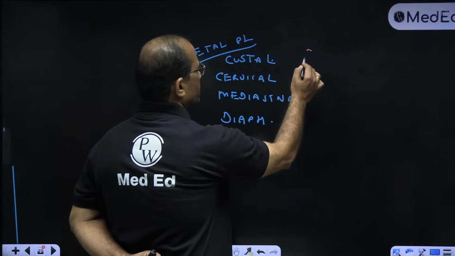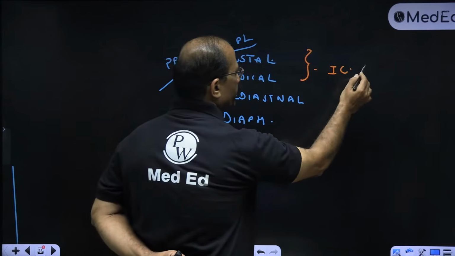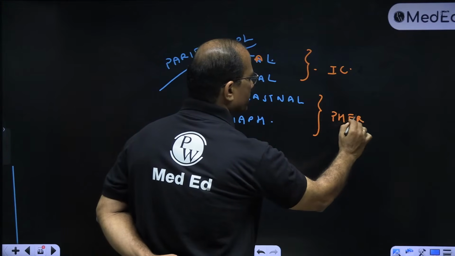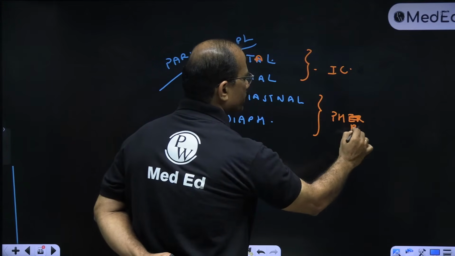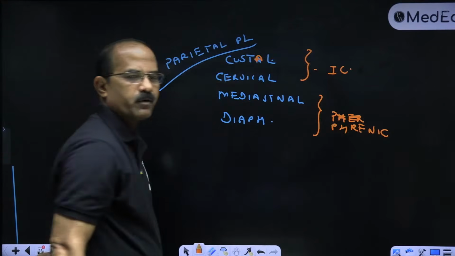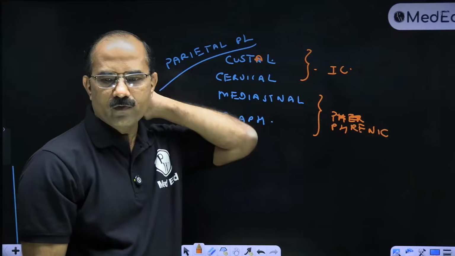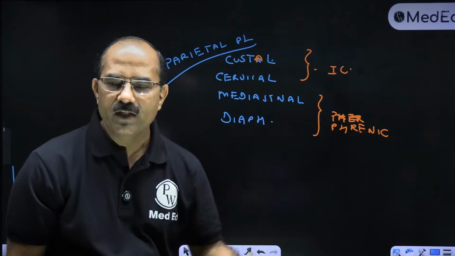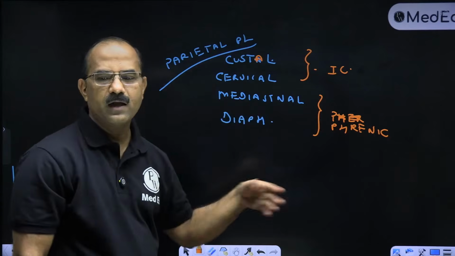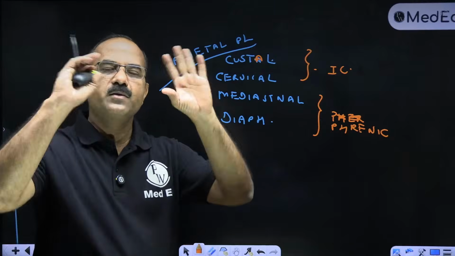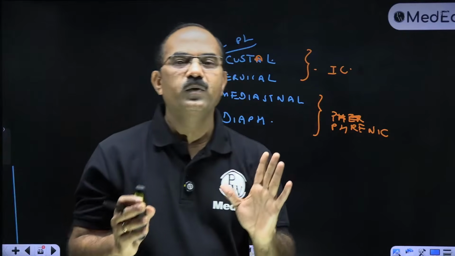So, costal and cervical pleura is supplied by intercostal nerves, and this is supplied by phrenic nerve. Okay, so this is supplied by phrenic nerve. Clear? Fine. The mediastinal and diaphragmatic pleura is supplied by phrenic nerve. Fine. So just remember the types of the pleura, the parts of pleura.